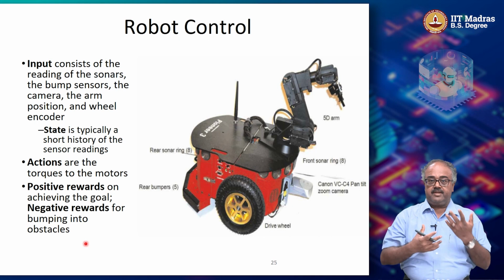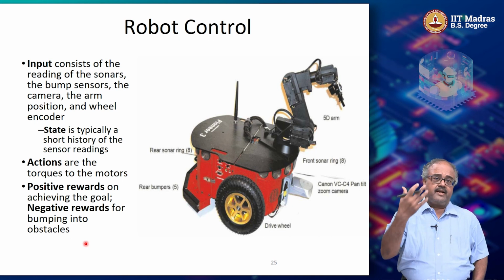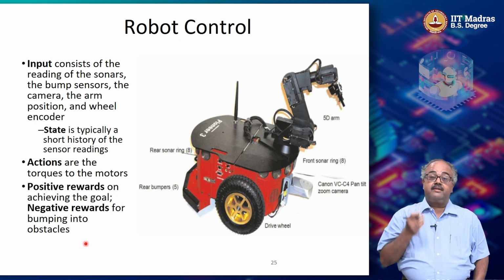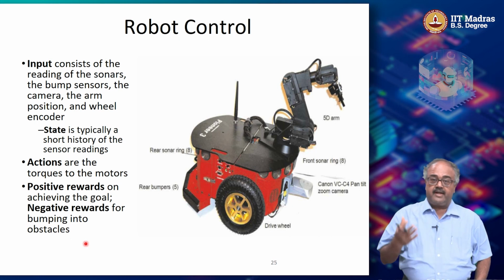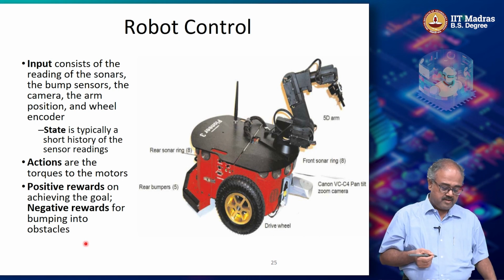So this is how you set up the MDP, and of course the transition dynamics are a little tricky, so we'll have to think about that, or you can just run the robot, get data from that run, and then use that to train the robot. So these are the possibilities.